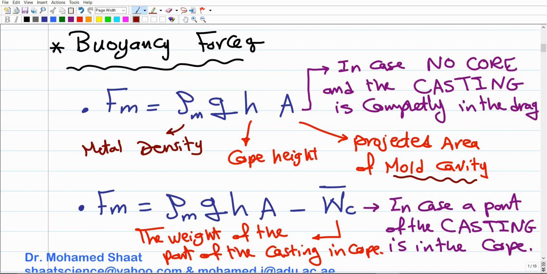And this is basically what we do. In case there is no core, in many cases the casting will be completely located in the drag. In some more complex shapes, some portions of the casting would be located in the cope, and the larger portion should be located in the drag, as we discussed before. In many cases we try to locate the casting completely in the drag. But if for some reason the pattern will break the sand, we may have a portion of the casting located in the cope. But this formula, rho g h A, is used in case there is no core and the casting is completely located in the drag.